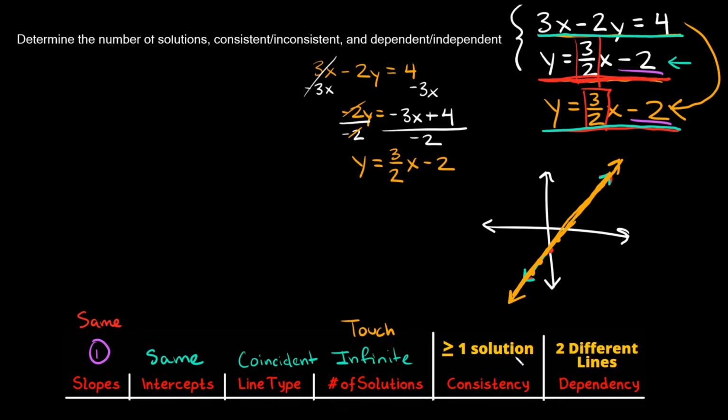Now, if we're trying to figure out the consistency, remember, if it has one solution or more, then it's considered consistent, okay? So since we have an infinite amount, which is obviously more than one, this is consistent. Boom, okay? And then lastly, the dependency. Remember I told you if you have two different lines, they are independent of one another, okay? But when you have two lines that are the exact same, then they are dependent on each other. Okay, so coincident lines are always dependent.